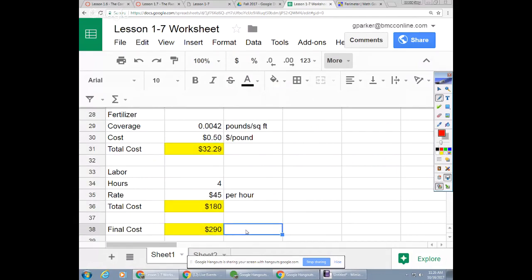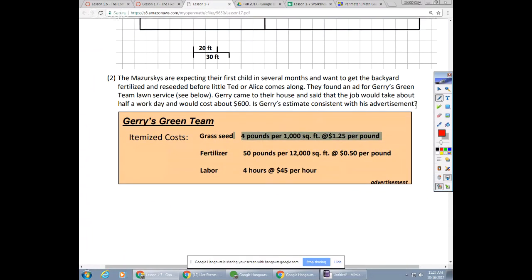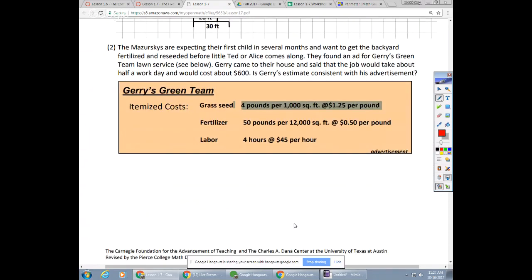All right. So we just went through about the first third, half of this project. I'm going to make a brief note on the next one, and I'll come back with a different video to finish this off. So is Jerry's estimate consistent with his advertisement? It looks like it's not. And so you need to document on paper or on a spreadsheet or both how you come up with your finding for that, similar to what I just did here.